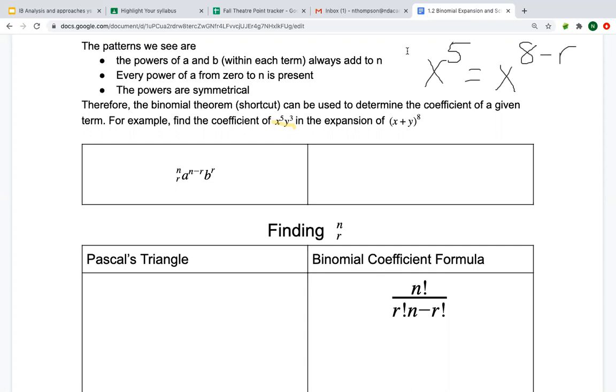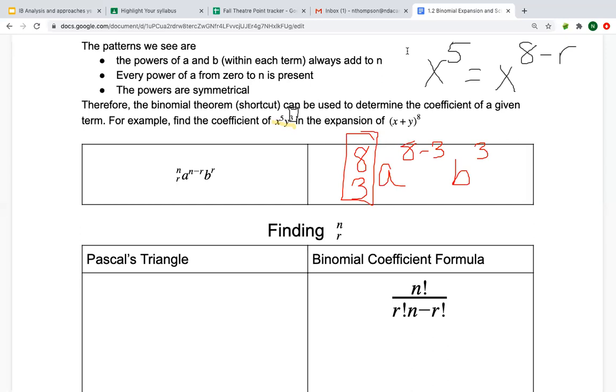So in this case, since they always add up to n, your r will also just be the second term. So if I were to plug this into the formula, I would be left with 8 take 3 times a to the 8 minus 3 times b to the 3. But now we need to talk about finding what this 8 take 3 means.